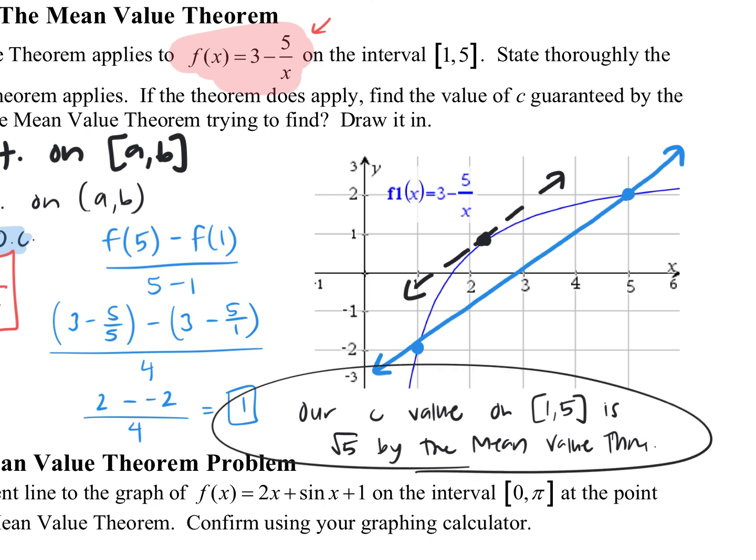All right, totally forgot to talk about that. Why did I disregard the negative square root of 5? Because it's not in my interval, right? So I can only take the numbers that are in my interval, so c would have to be square root of 5 in this case.